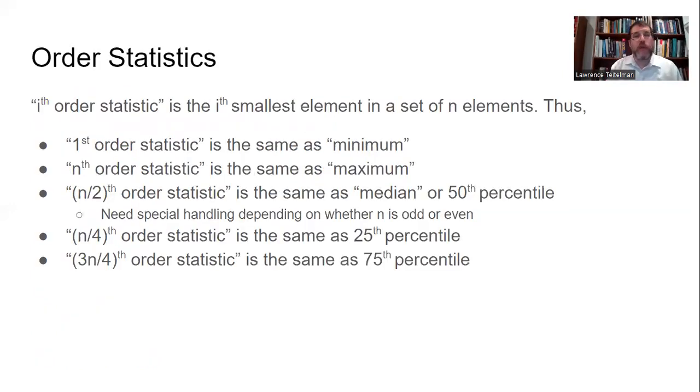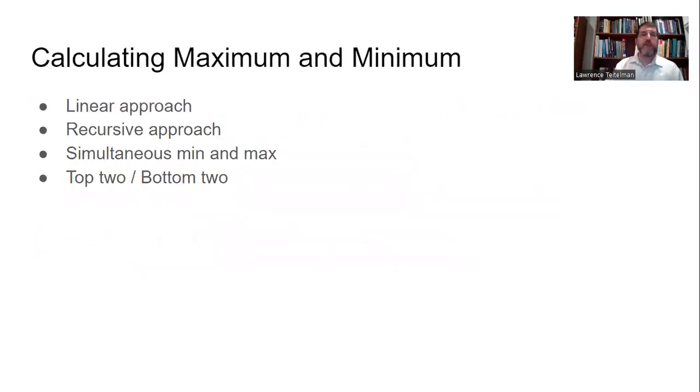So again, what do we mean by an order statistic? The first order statistic is the same as the minimum. It means the first position if the array were sorted. What is the nth order statistic? That's the same as the maximum. The n over 2 order statistic is the median, or 50th percentile. n over 4 is the 25th percentile. 3n over 4 is the 75th percentile, right? So again, what we're trying to do is figure out how do I find a relative value without actually having to sort all the data.